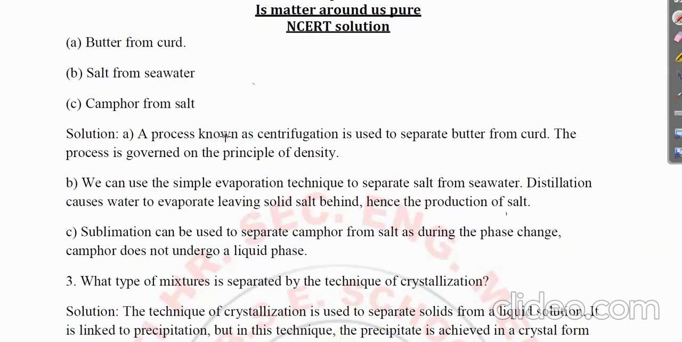So first, butter from curd. Here centrifugation will be used. In Hindi we call this process mathna. What will we do? We will use a mathni here.